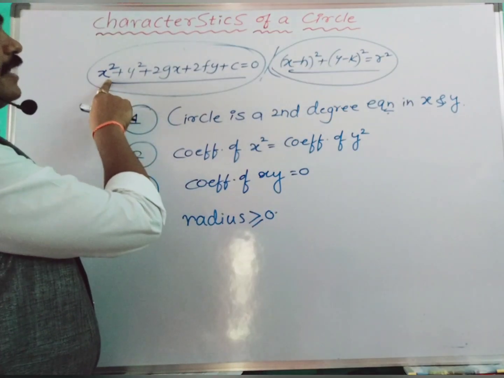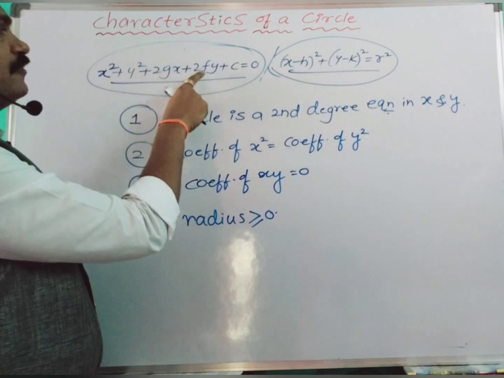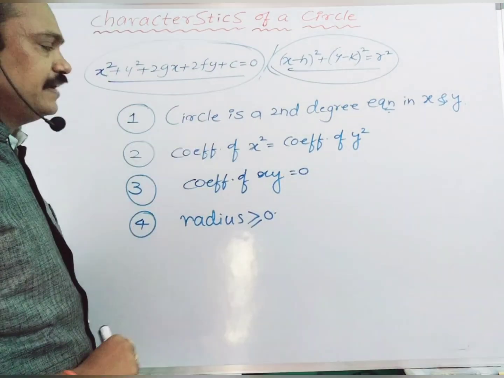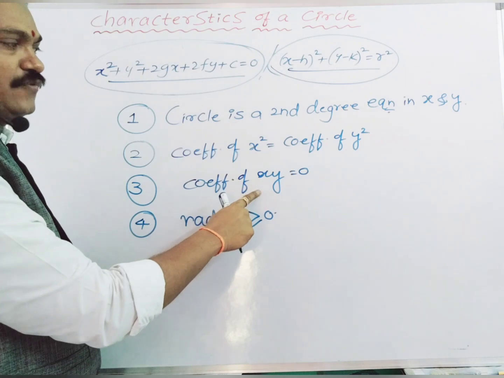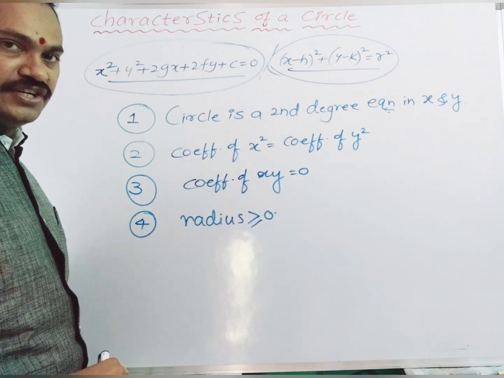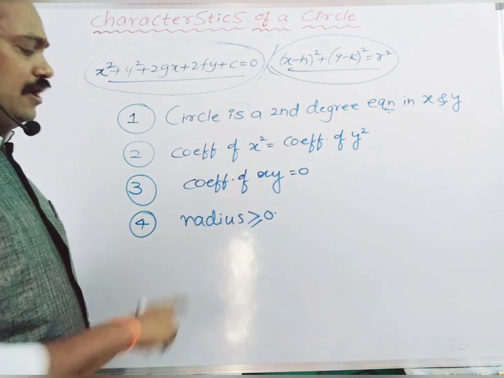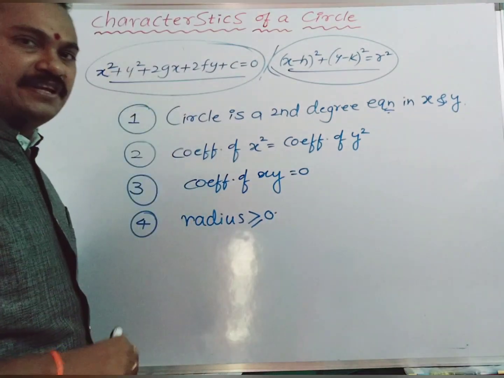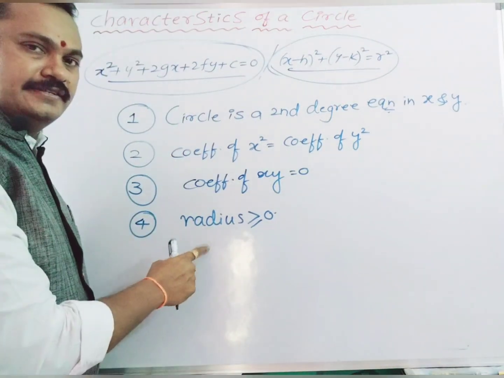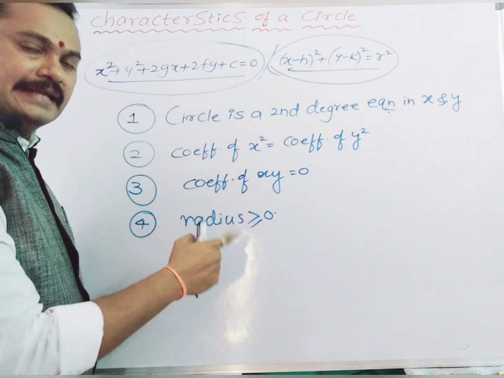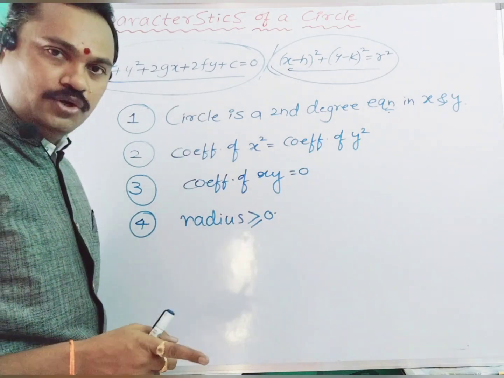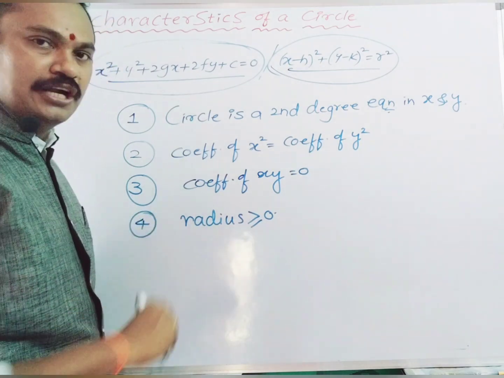In this equation, is there any xy term? This has an x square term, y square term, x term, y term and constant. There is no xy term, so the coefficient of xy must be 0. And according to the definition of a circle, we know that the radius must be greater than or equal to 0. Either 0 or a positive number. It should not be negative.